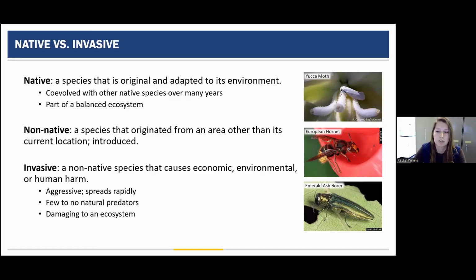Invasives are typically described as being very aggressive in terms of how they spread and how they feed on their hosts. This is due to the fact that they typically don't have any natural predators in this new environment. And overall, they're just described as being very damaging to an ecosystem. So today I'll be talking about the emerald ash borer, and it is described as an invasive species.